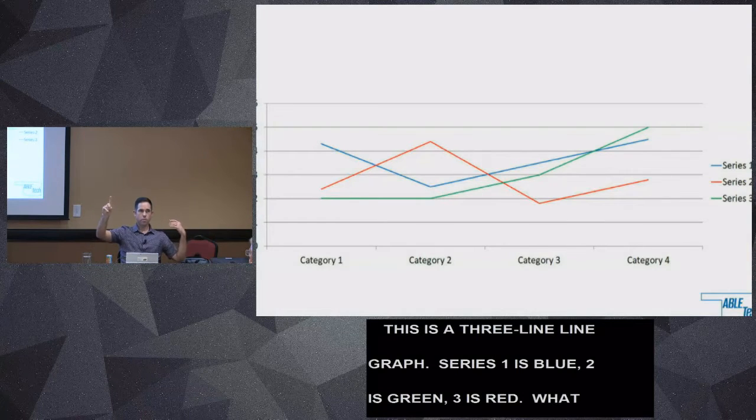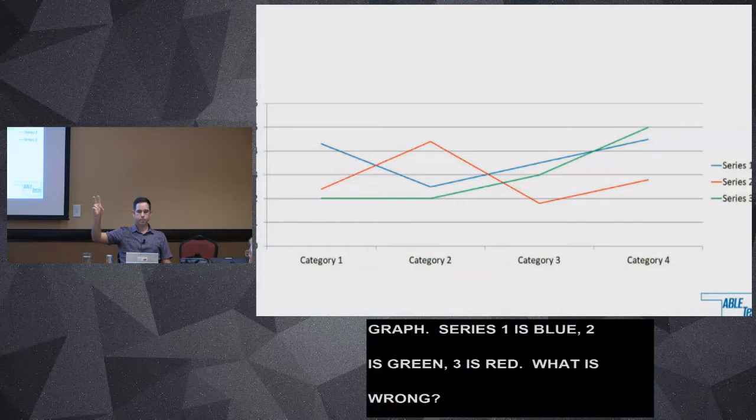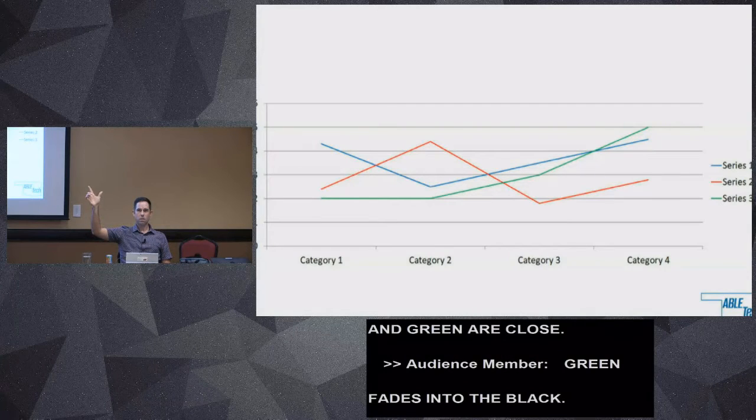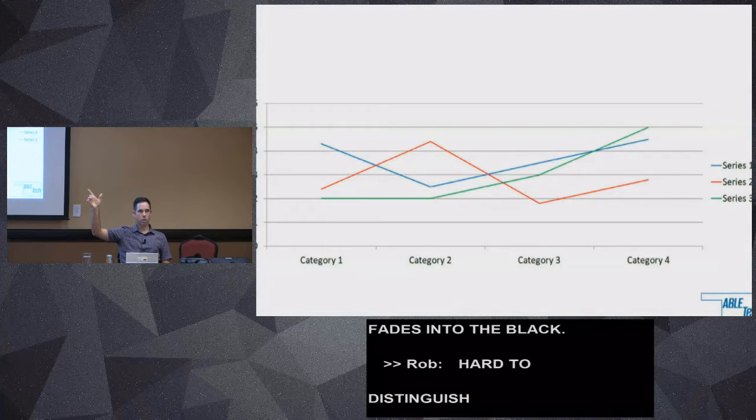Blue and green are very close. What else? Green kind of fades in too easily, hard to distinguish. Red-green colorblind, completely indistinguishable from one another.